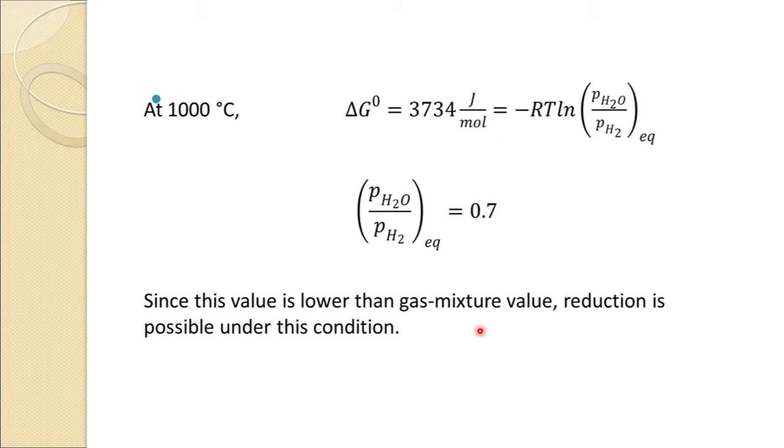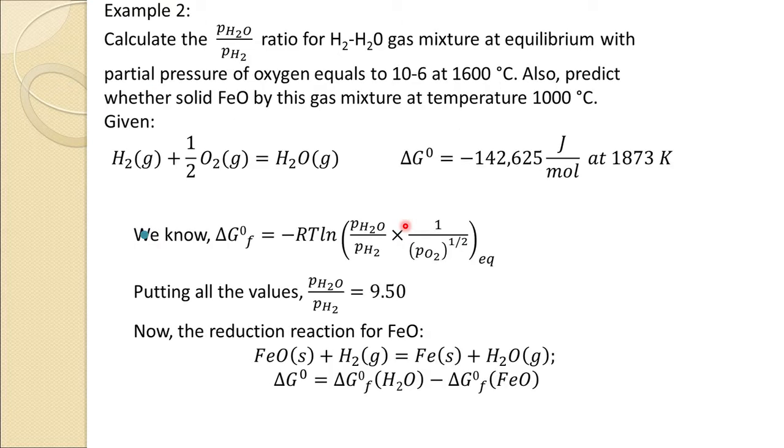Because this is a very low value, more hydrogen is there, and at 1000°, if you recall our Fe-O-H system, which we talked about before, there we said after 821°C, hydrogen reduction potential is much more than the CO. And certainly this mixture would be able to reduce wustite into iron.